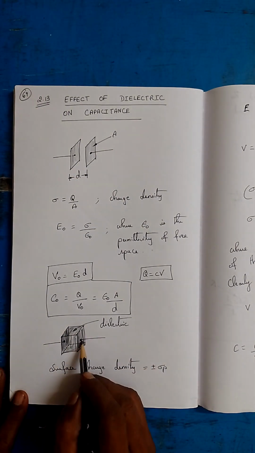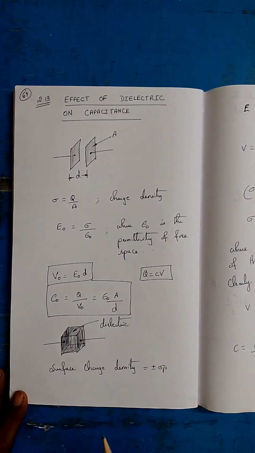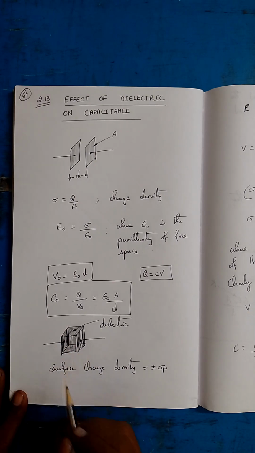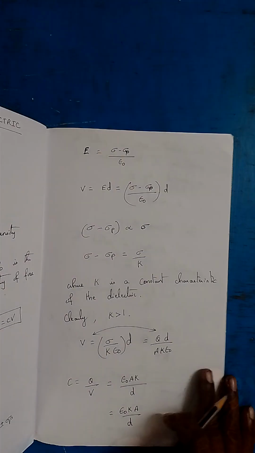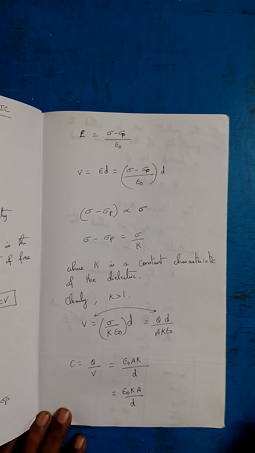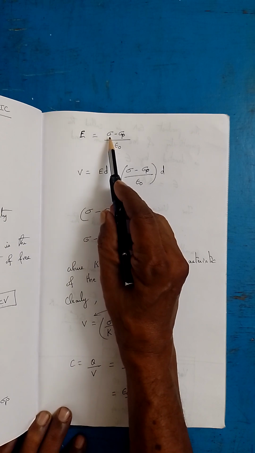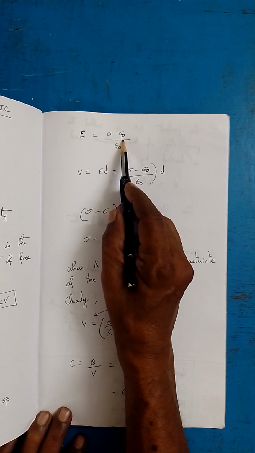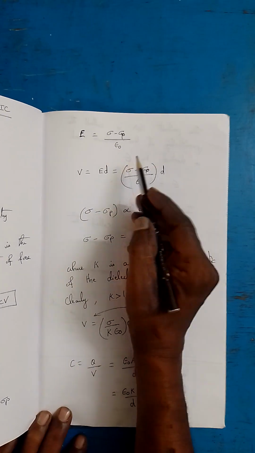Now what happens is, between the same two plates you are introducing a dielectric without any air gap. If that is the case, the surface charge density at the surface of the plates will be either plus or minus sigma p. Keeping this in mind, we have the electric field equal to sigma minus sigma p by epsilon naught, because sigma is the charge density minus sigma p. So sigma p is due to the dielectric. We are subtracting it, divided by epsilon naught.